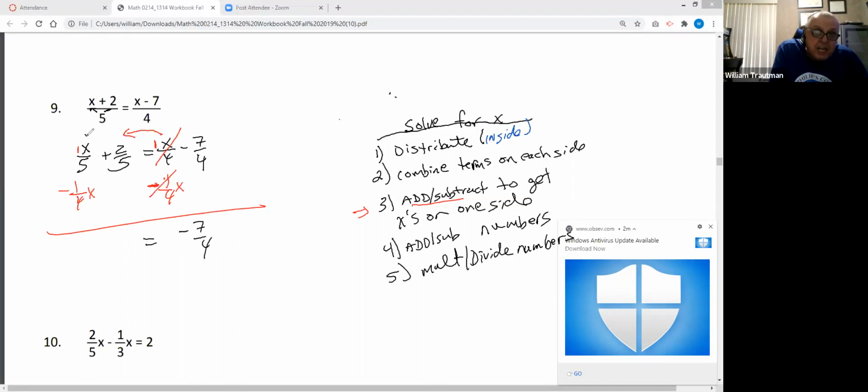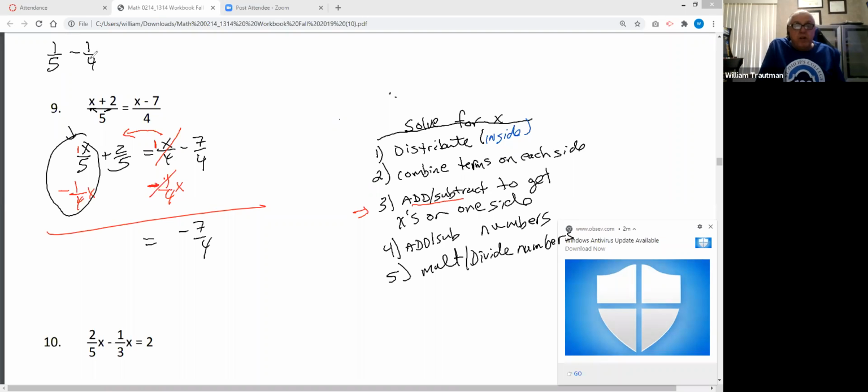On the left-hand side, we have to combine these. And on my calculator, I'm not putting the x's, I'm just putting the numbers. 1/5 minus 1/4. Do you see? Put that in your calculator. 1/5, it's the positive 1/5 minus 1/4. Subtract, fraction 1/4. And I get a -1 over 20x. And don't forget, there's still a 2 over 5 here.